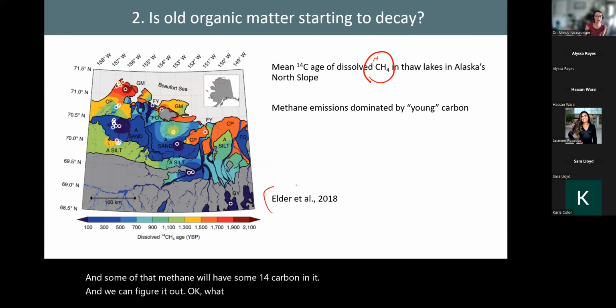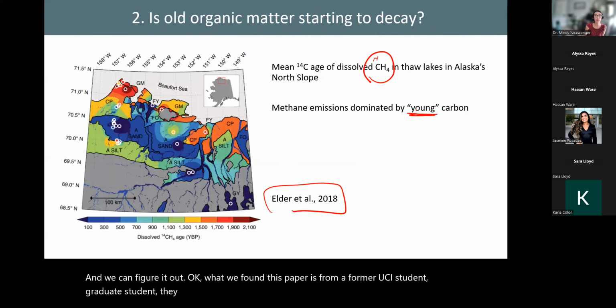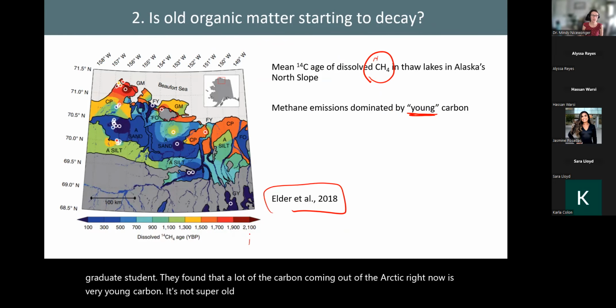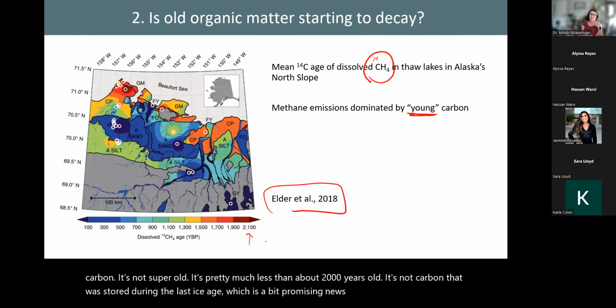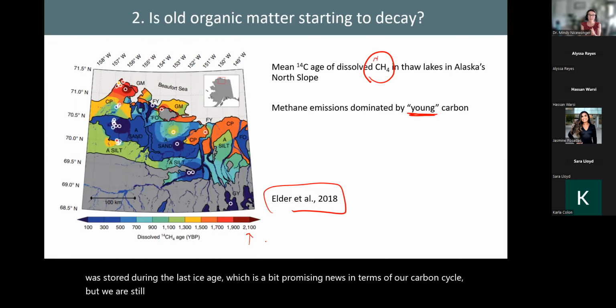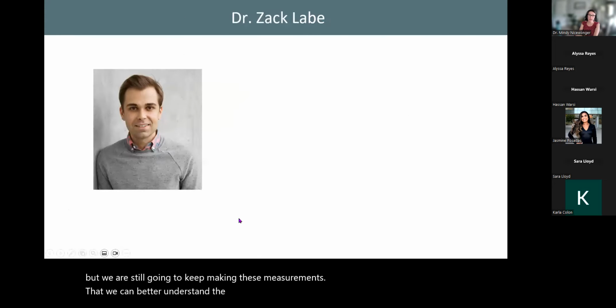What we found, this paper is from a former UCI graduate student. They found that a lot of the carbon coming out of the Arctic right now is very young carbon. Okay, it's not super old. It's pretty much less than about 2,000 years old. It's not carbon that was stored during the last ice age, which is a bit promising news in terms of our carbon cycle, but we are still going to keep making these measurements so we can better understand the carbon cycle.